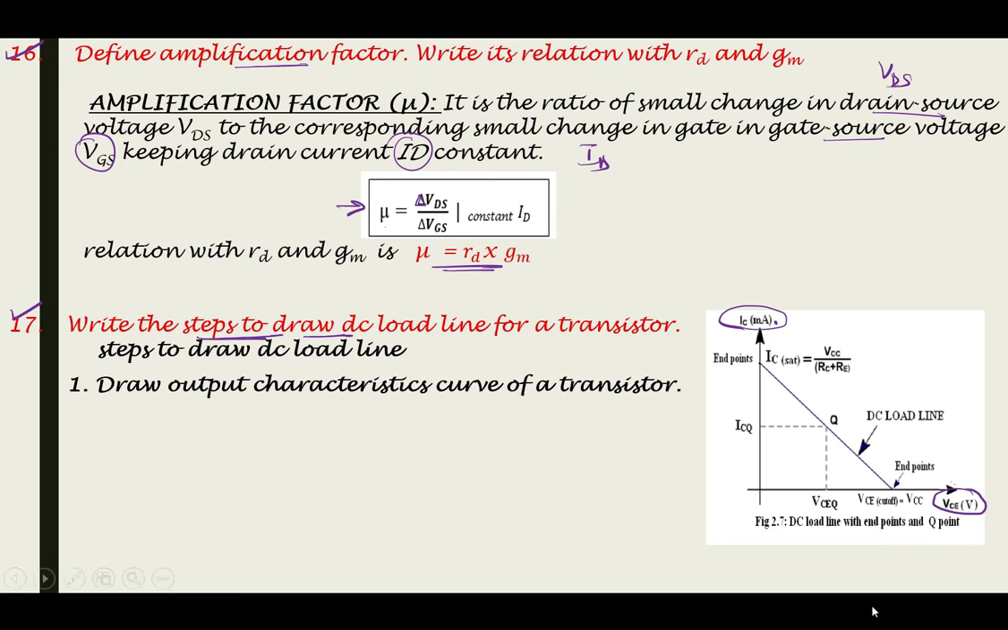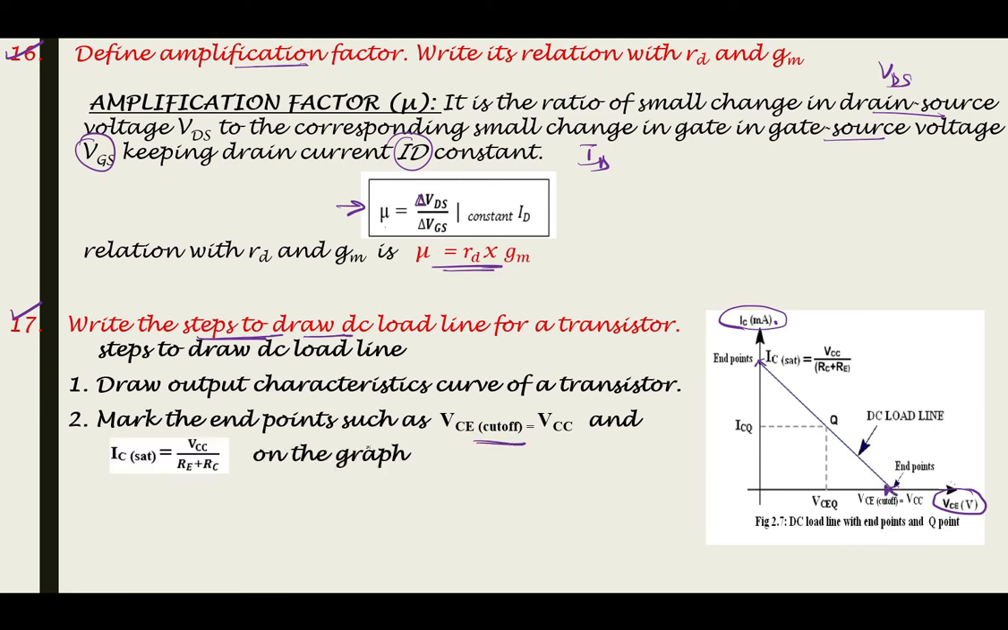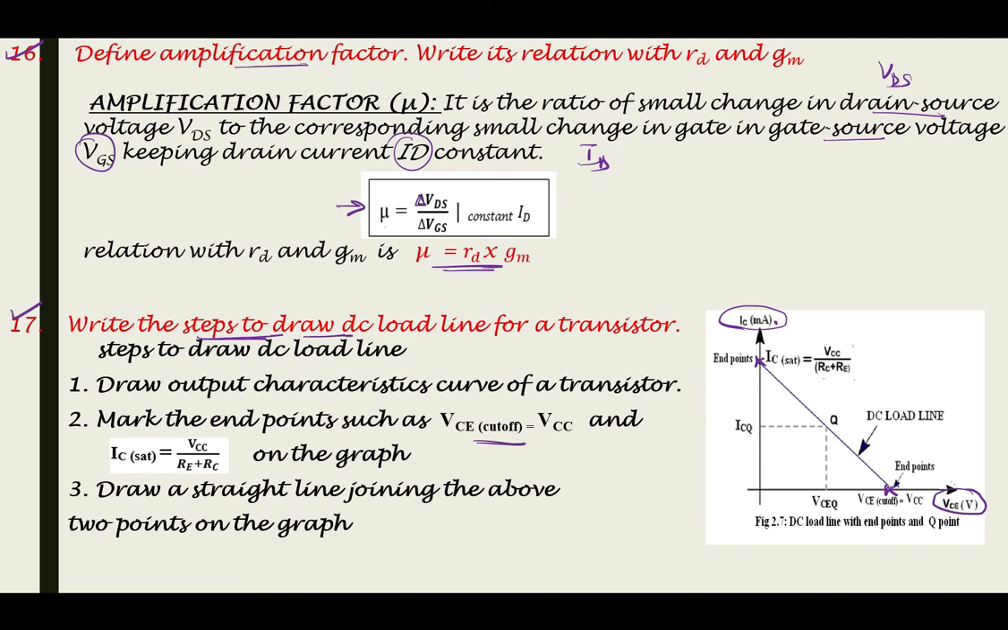Write their voltage, write their units too. After this, you need to mark the end points. Mark the end points such as VCE is equal to VCC on the x-axis, and IC saturation is equal to VCC by (RC plus RE) on the y-axis. Then draw a straight line joining these 2 points.